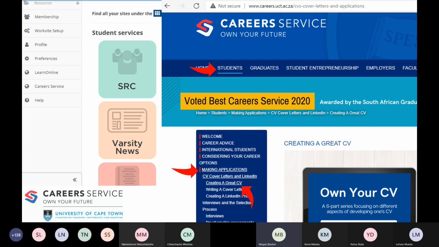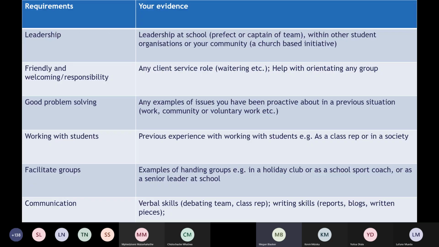Or if you use our careers service website, you'll find it there. Students tab, making applications, and then clicking on CV section. So this is the very important part about how you are specifically going to target your CV, okay? Especially within the activities section and especially within the skills section.